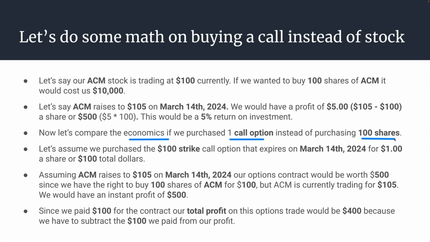Because call options represent 100 shares, you're still controlling 100 shares of ACM stock. So you still have the same economic interest as if you bought 100 shares directly. Let's assume you use the strike price of $100, which is where the stock is currently trading, and you choose an expiration date of March 14th, 2024. And you paid $1 for these shares, or $100. So $100 left your account to get a call option with a strike price of $100. So now for only $100, you control the same 100 shares of ACM that you would have controlled had you just bought the shares in the open market.